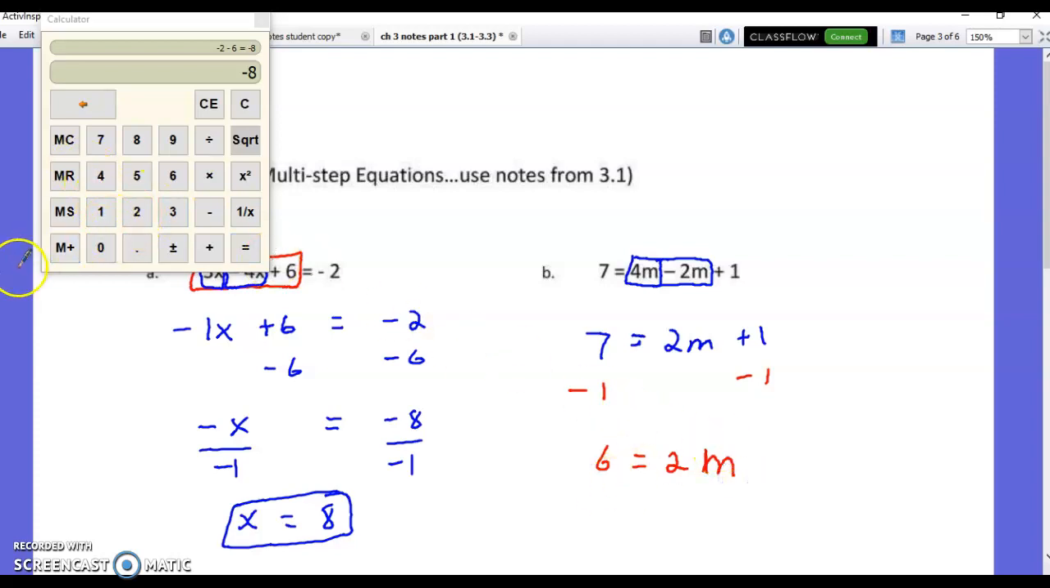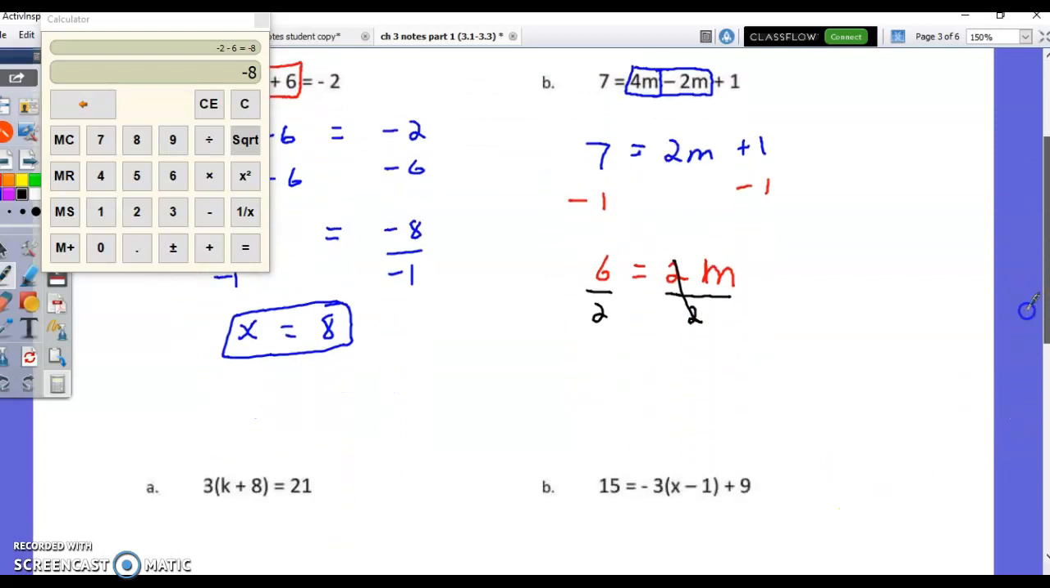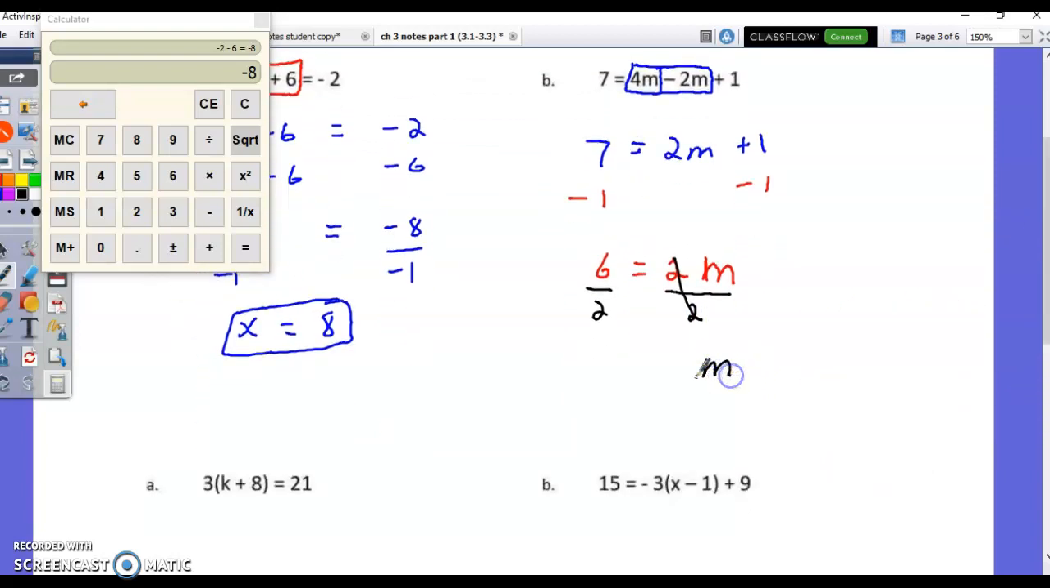Okay, so now I have a 2 times m, and I want to get that m to be a 1. So now I'm at the division. 2 times m, inverse operation of multiplication is dividing, so divide each side by 2. That cancels out to just give me my 1m. 1m equals 6 divided by 2, which would be 3. Use your calculators, again, if you are still unsure with some of those operations.